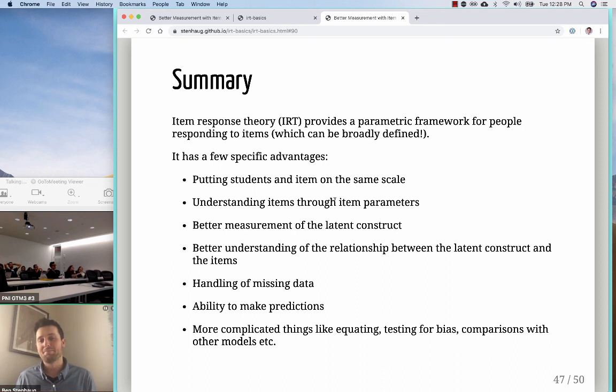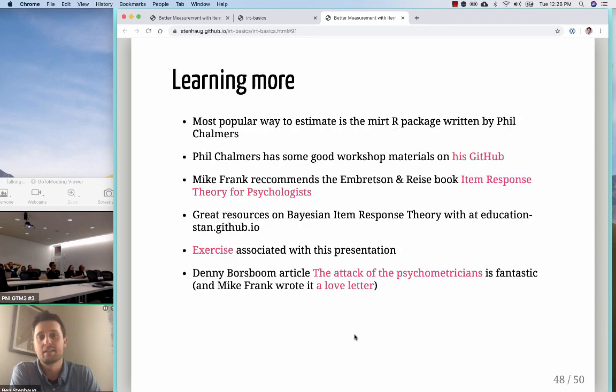And then I just talked about a couple of these things: testing for bias, making comparisons between models, equating's another really big thing. I have 2 different tests. If there's at least 1 or 2 items that are the exact same on those 2 different tests, I can equate them, which is essentially to put all of the item parameters for all of the items on a single scale, as opposed to the scale being different for each of the tests.